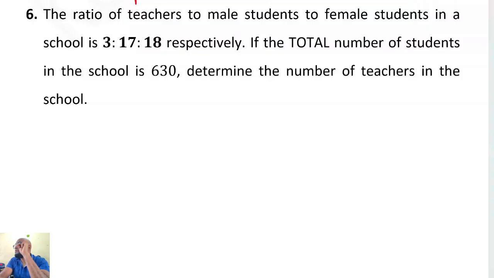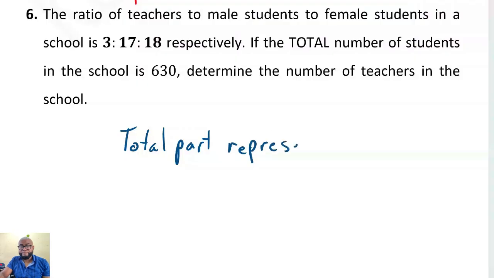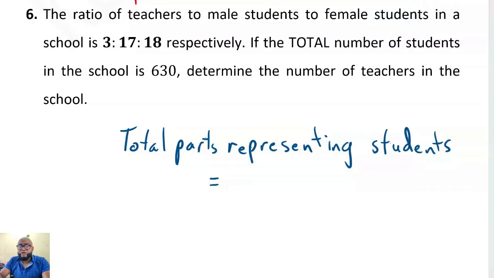So if the total number of students is 630, determine the number of teachers in the school. Now, I told you all the number 1 mission when we are doing ratios is to find the value of 1 part. If I say the total number of students, let's first figure out the total parts representing students. Understand what I write here: total parts representing students.